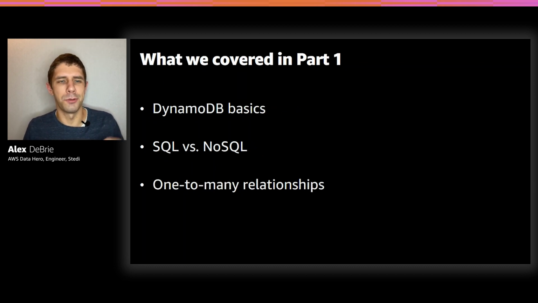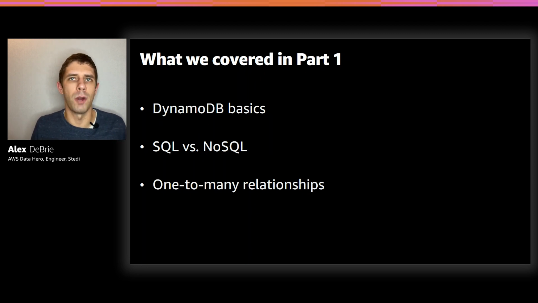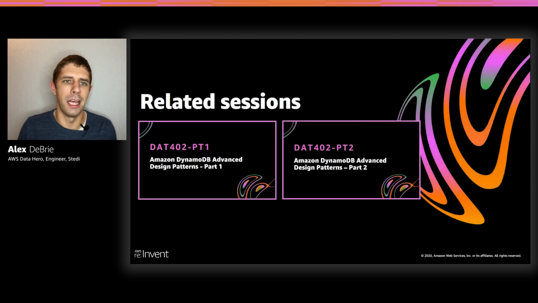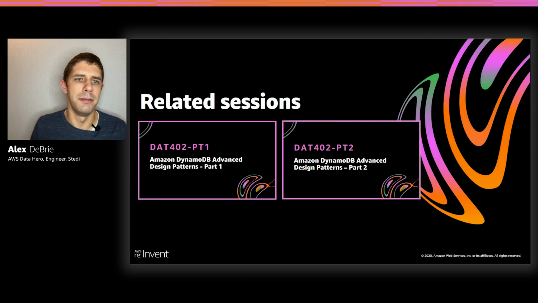Just a reminder of what we covered in part one. In case you were lost in this one, go back and watch that one. But we talked about DynamoDB basics. It's got some vocabulary, terminology there just to get you on the right page. And then we talked about SQL versus NoSQL, just to give you the right mental model of the problems that NoSQL is trying to solve and how you need to model your data accordingly. And then finally looked at one-to-many relationships just to see how that works in practice. So make sure, if you missed it, go back and watch that data modeling with DynamoDB part one.